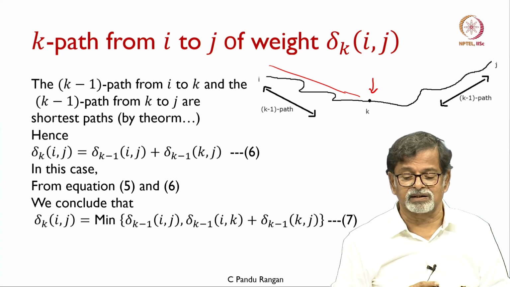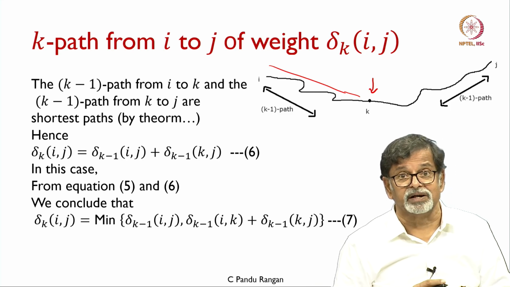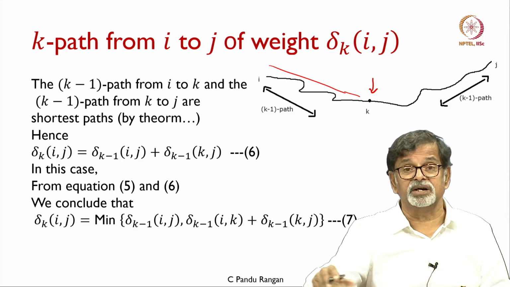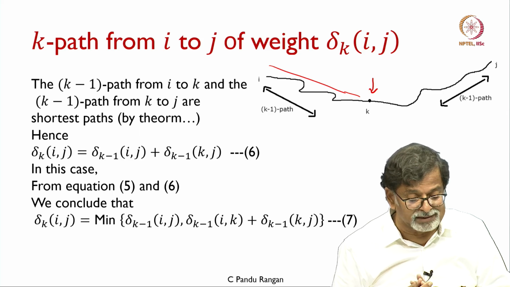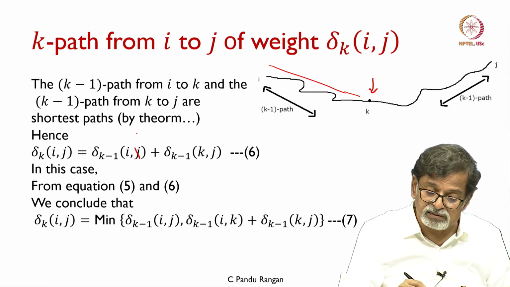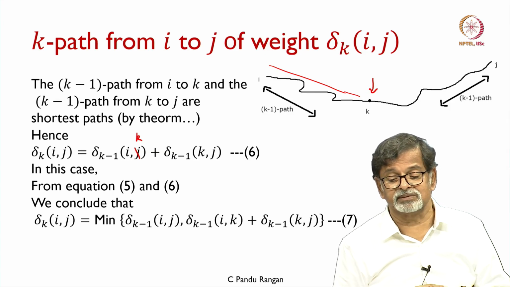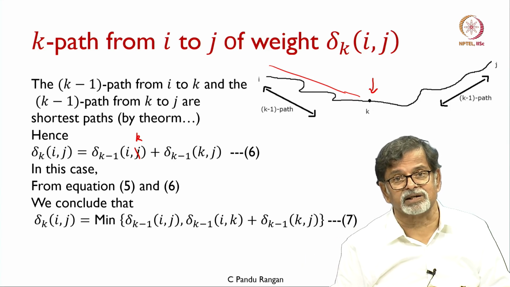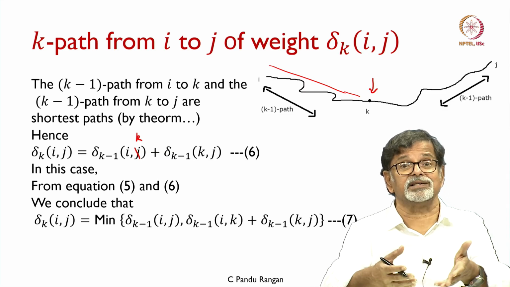Same is the argument for that. We know that if k is an intermediate vertex, this condition is true and they are the shortest path. Therefore, delta k ij equals delta k minus 1 ik plus delta k minus 1 kj. This is the length of the shortest path and this is the length of the second shortest path. They are combined. So, this is the case if k is there.